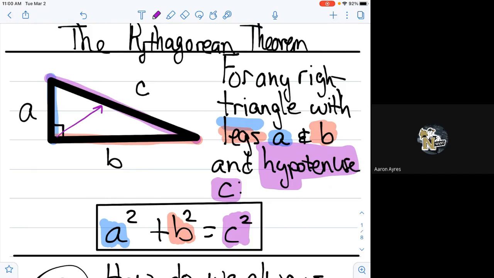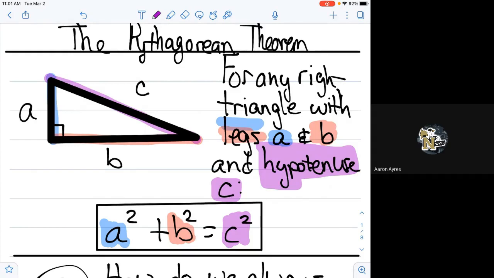All right, so way back when, civilization was getting kind of used to things. A Greek mathematician named Pythagoras discovered that for any right triangle, if you square both values of each leg and add them together, so if you take a squared and add it to b squared, that sum equals c squared, the length of the hypotenuse squared. And he proved this to be true.